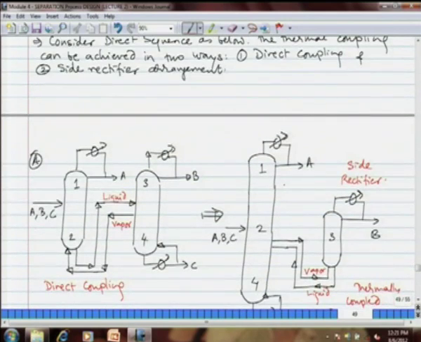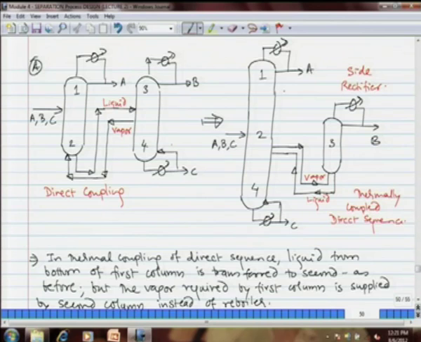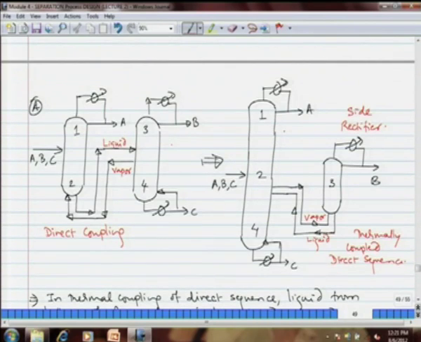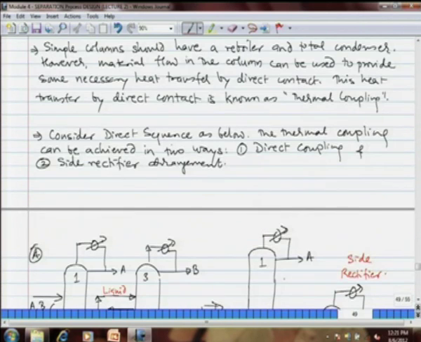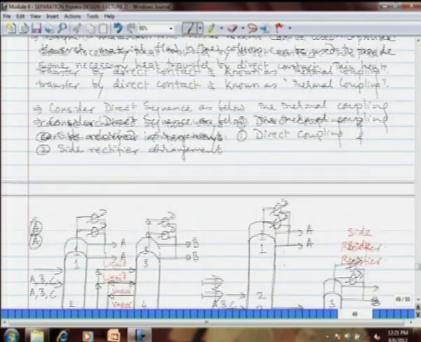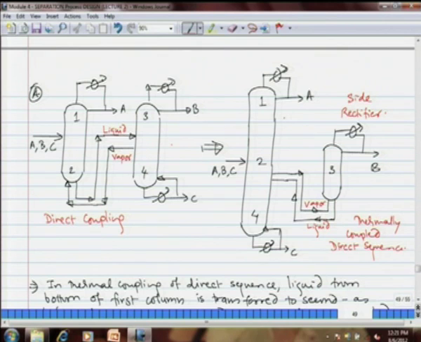Now, what I have shown here are the two possible sequences of thermal coupling. Direct coupling, which means that you have two columns and the vapor that is required by the first column is provided by the second column, while the reflux liquid that is required for the second column is provided by the first column. Direct coupling or side rectifier arrangement, that is called the thermal coupling of a direct sequence. So, this is what you see on screen now, that particular arrangement.